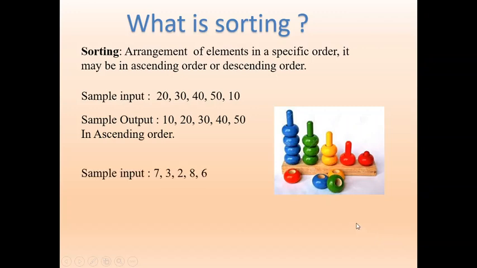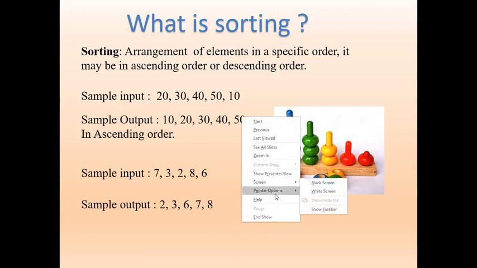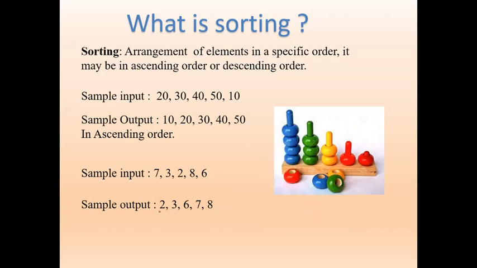Consider one more example, 7 3 2 8 6. Sample output is 2 3 6 7 8. What order is it? Yes, it is in ascending order. Starting from the smallest number 2, and the largest number is placed at the last position. So smallest number to largest number, automatically it is ascending order.